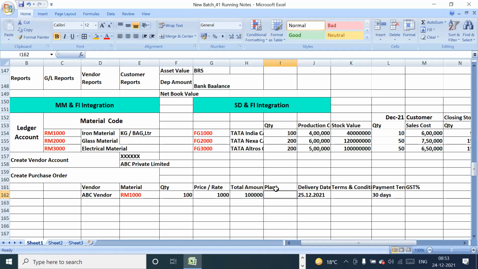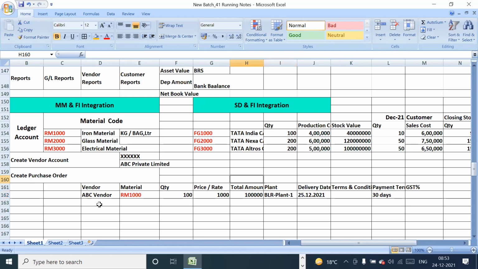Which plant do we want this material for? When I raise the purchase order, I specify where we want this material, whether for the Bangalore plant, Hyderabad plant, or Mumbai plant. We have to specify it and tell the vendor, otherwise where can they deliver this product? It also depends on this.